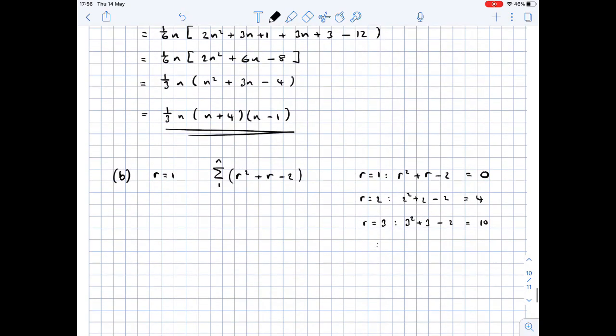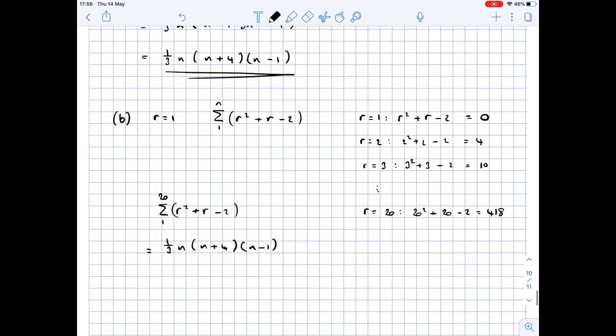Now, with a bit of trial and error, we can find that when r is equal to 20, 20 squared, 400, plus another 20, take away 2 gives us 418. So here we can see we actually want to find the sum of the first 20 terms of r squared plus r minus 2. And we know a formula for that, because we found this from part A.